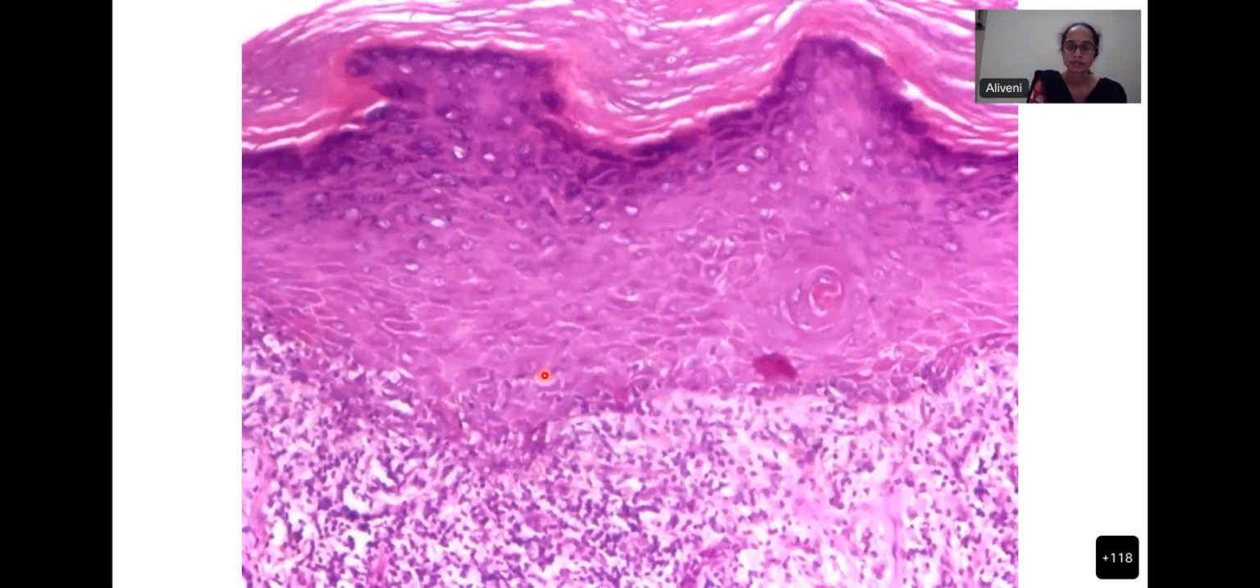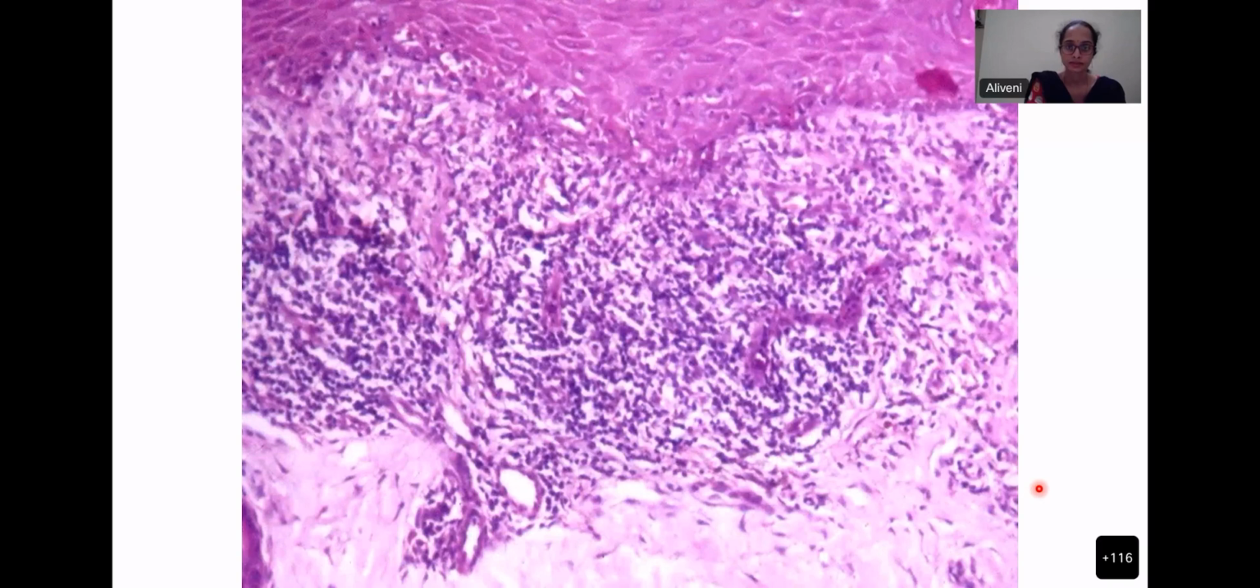Can we move to the next? The higher power image shows lamellated hyperkeratosis and wedge-shaped hypergranulosis. Mild acanthosis can also be seen, and here we can see an apoptotic body, which is also called a civatte body or colloid body. We can appreciate the interface changes like basal cell degeneration, and there is a dense band-like mononuclear cell infiltration, which is predominantly of lymphocytes.